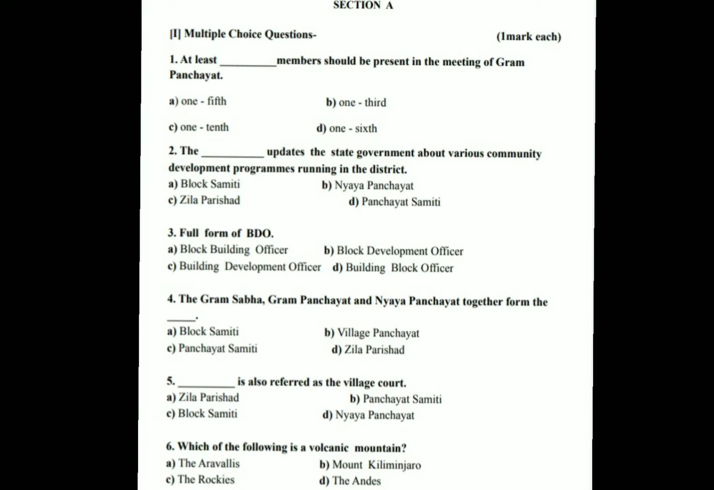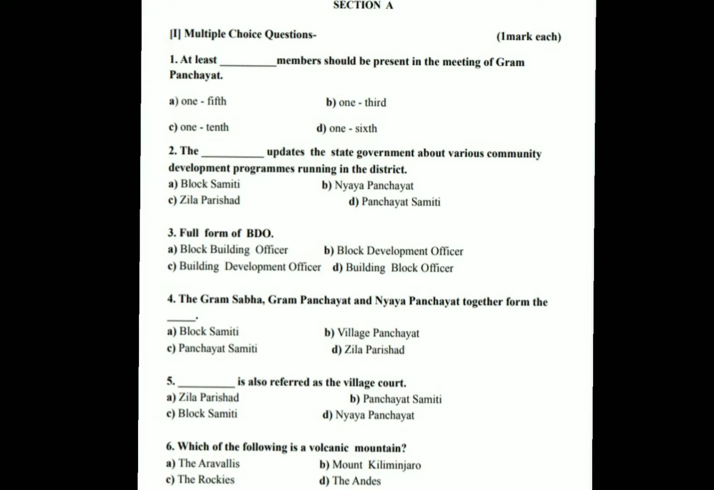The second question: the dash updates the state government about various community development programs running in the district. The options given here are Block Samiti, Nyay Panchayat, Zilla Parishad and Panchayat Samiti. And the correct option is Zilla Parishad, that is option C.